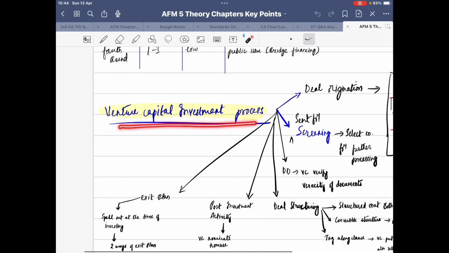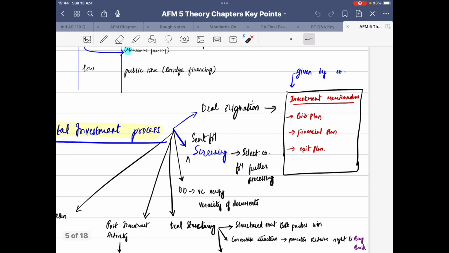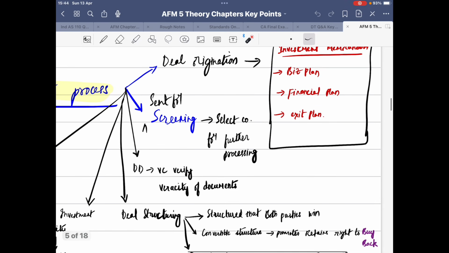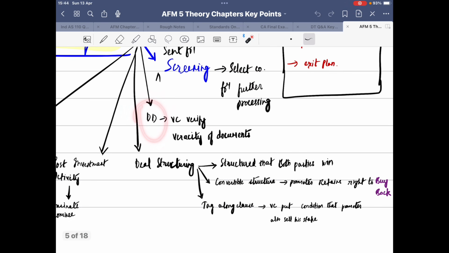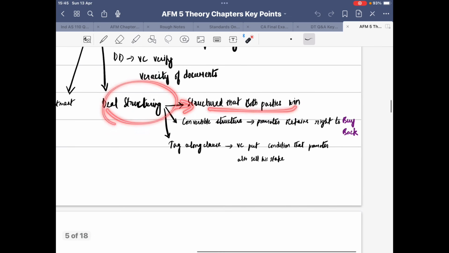Venture capital investment process: the first step is deal origination. Investment memorandum is given by company which contains business plan, financial plan and then exit plan. Sent for screening, to select company for further processing. Due diligence, venture capitalists verify veracity of documents. Deal structuring, structured so that both parties win.